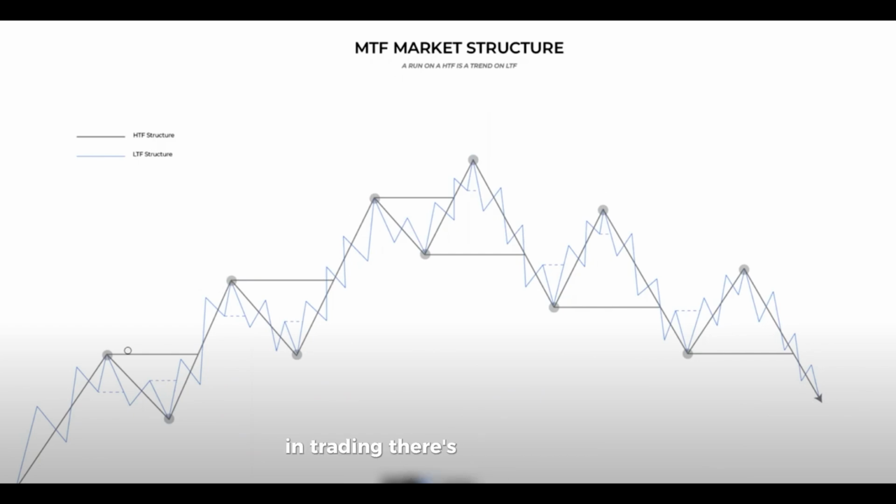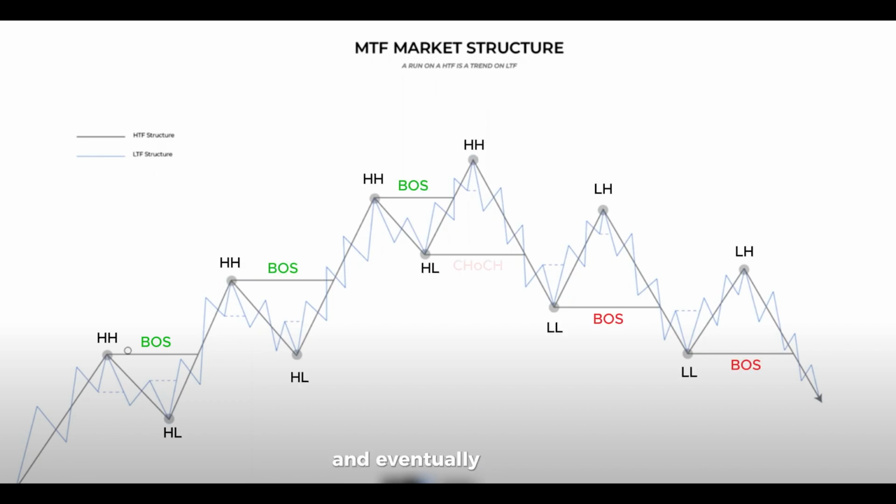In trading, there's a trend inside a trend. For example, in this image, the dots show the main swing structure: higher highs, higher lows, BOS, and eventually a CHoCH when the trend reverses. But look at the blue line. That's the internal trend. This internal structure tells us when a pullback inside the main trend is happening or ending.